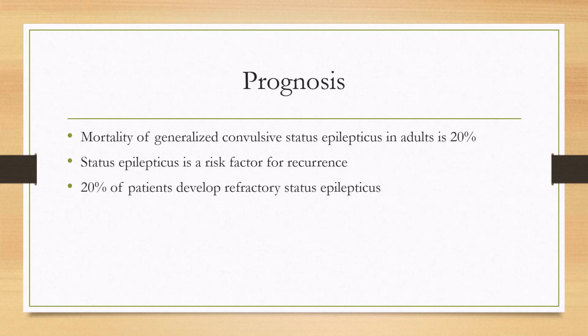For prognosis, the mortality of generalized convulsive status epilepticus in adults is about 20%. Status epilepticus is also a risk factor for recurrence of the status, and about 20% of patients in status unfortunately will also develop refractory status epilepticus and may need further medications.